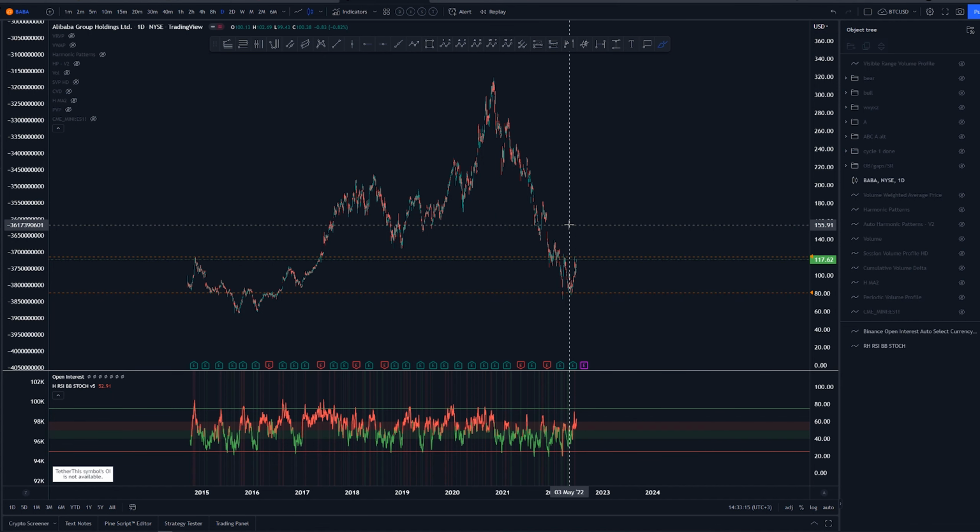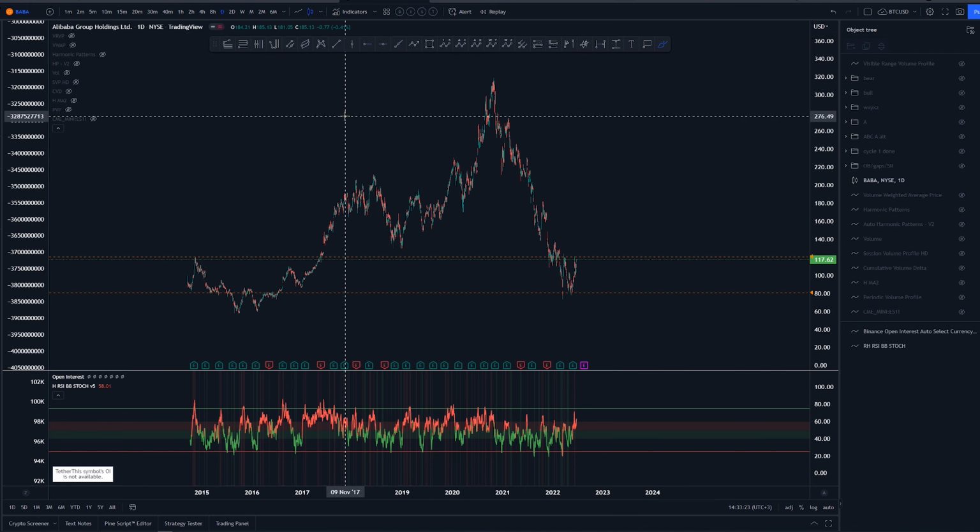I'll cover wave analysis with Elliott Wave Theory and provide multiple scenarios that price may take and explain why I prefer one count over another. Let's take a look at the different possibilities.